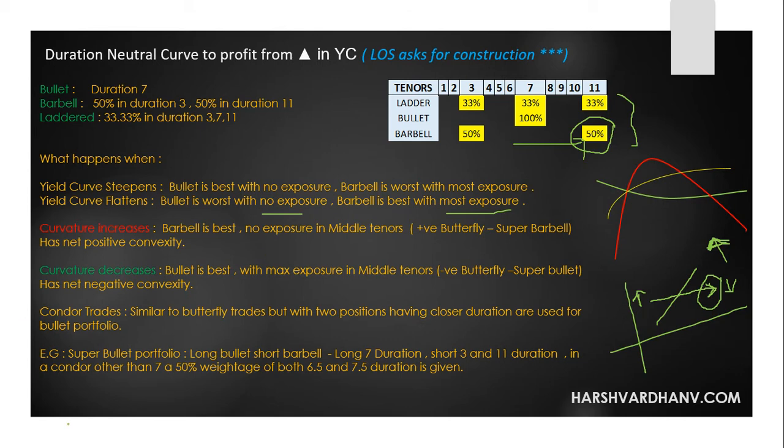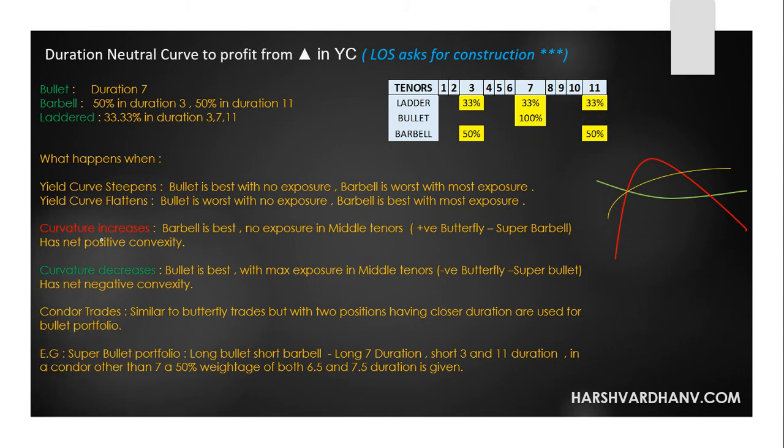Let's see the second point, the third point. The curvature increases. I've denoted this in red color. So yellow is the normal yield curve, and red is when the curvature increases. So assume yellow to be the initial yield curve, red being the curvature increase. Again, you only tell me what is happening over here. When the curvature is increasing, the barbell is best. Why? Because you have exposure in short term and long term, and in the medium term, you are entering into a price loss.